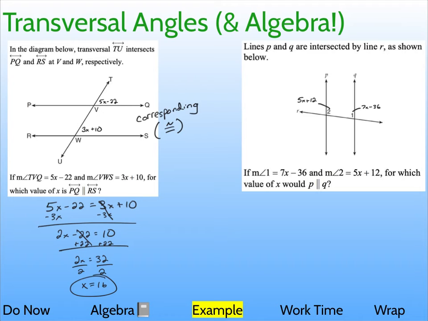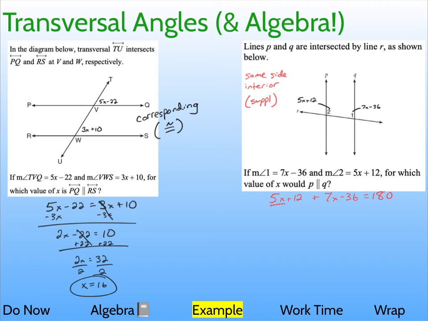All right, let's take a look at this problem over here on the right. These angles are same side interior. And you should know that same side interior angles are supplementary. So what we want to do is add these two expressions and set them equal to 180. So we'll start with 5x plus 12 plus 7x minus 36 equals 180.